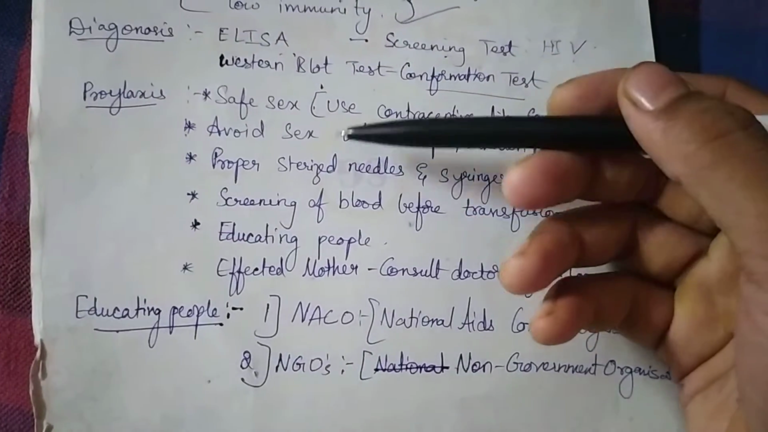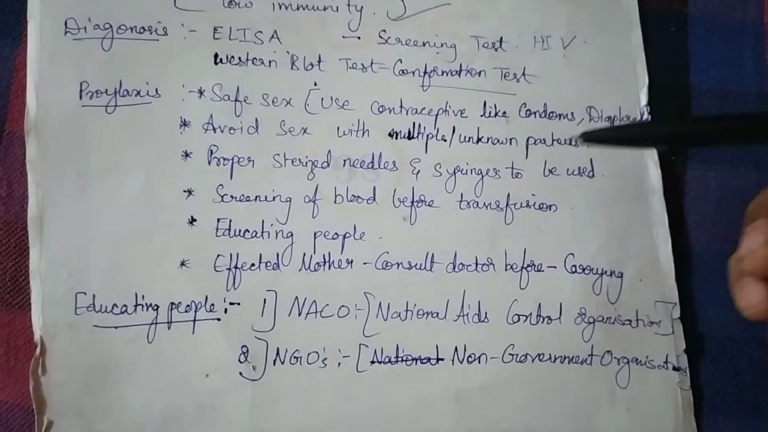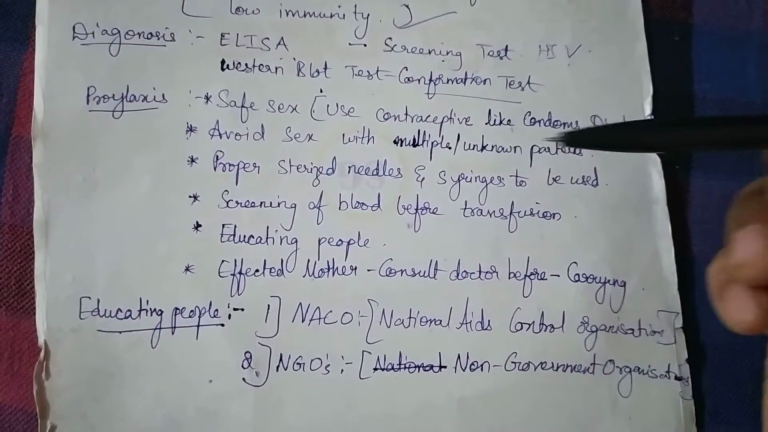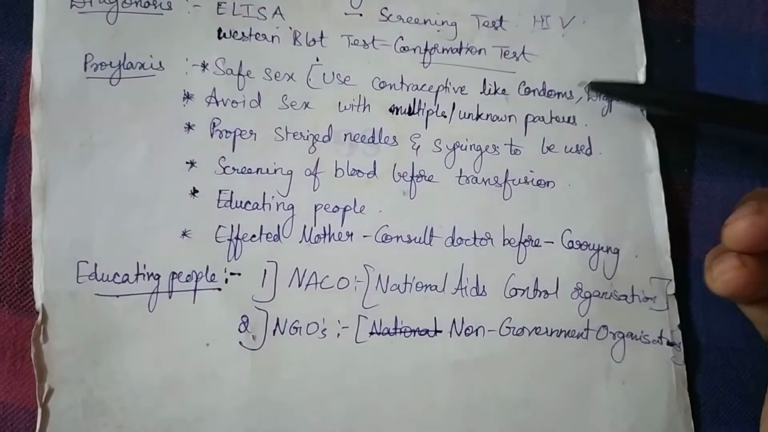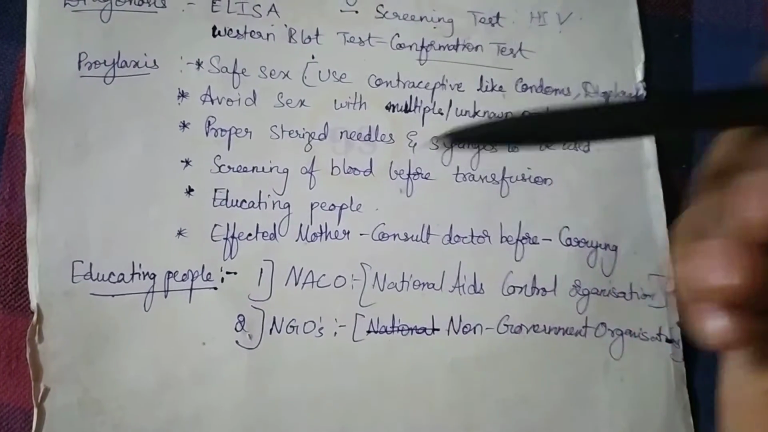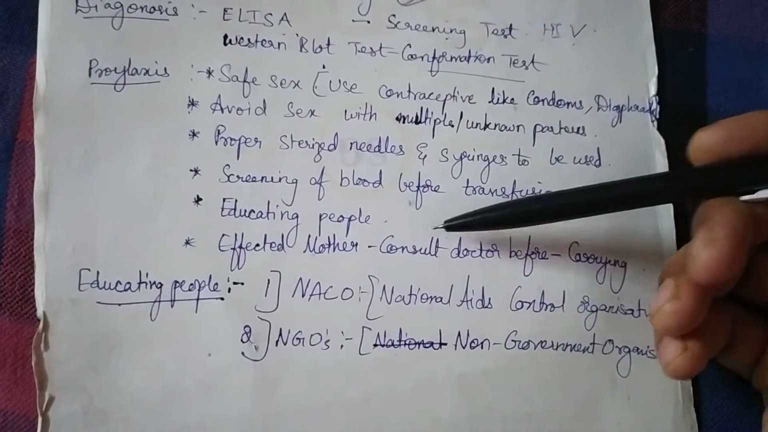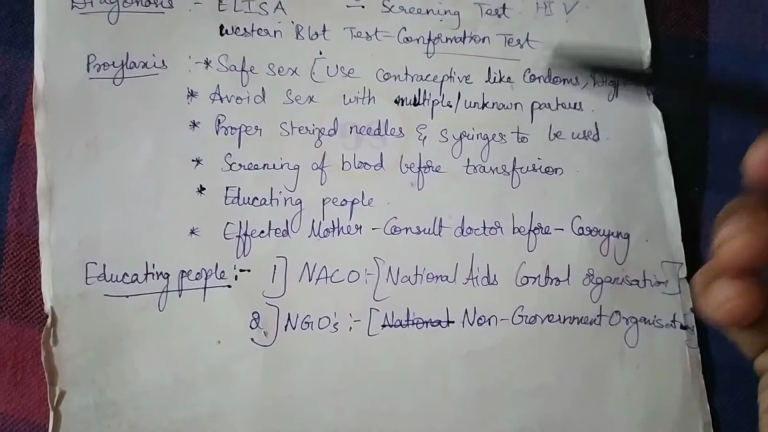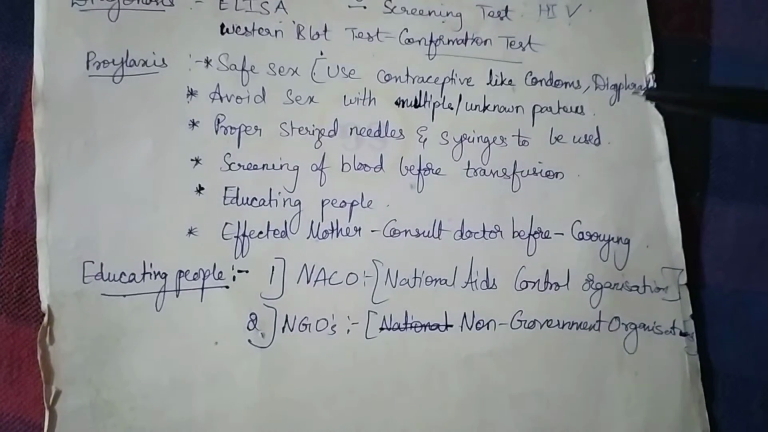Prophylaxis: safe sex, that is use contraceptives like condoms and diaphragms. Avoid sex with multiple partners or unknown partners. Use properly sterilized needles and syringes. Screening of blood before transfusion is very much necessary.